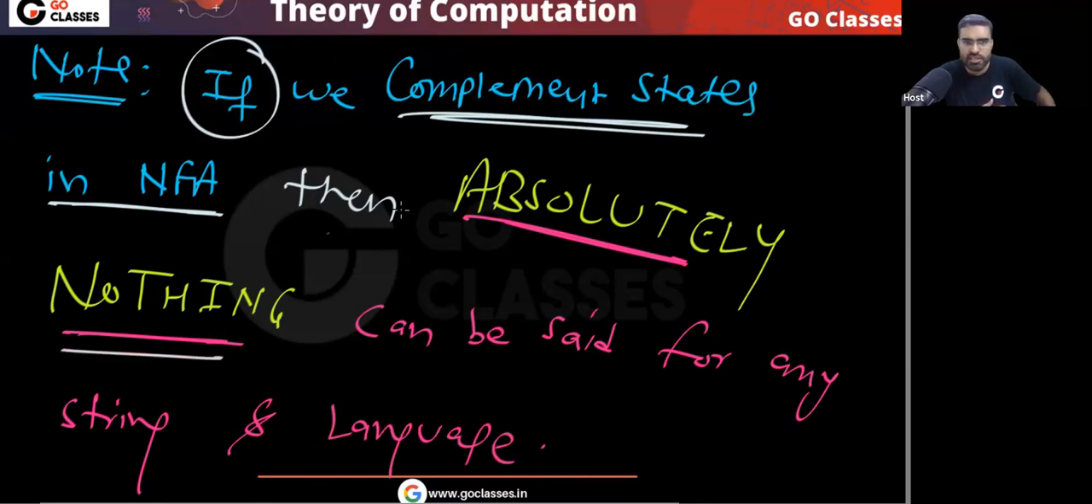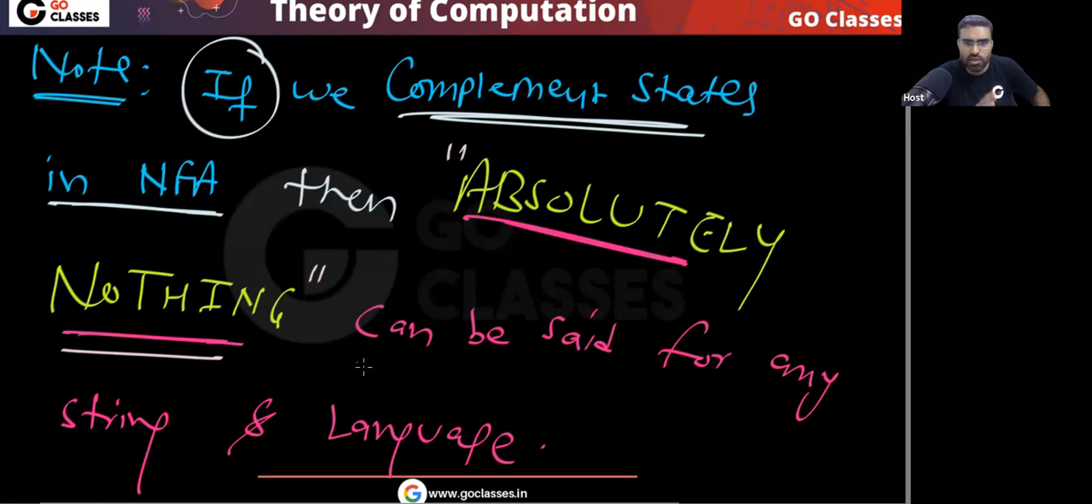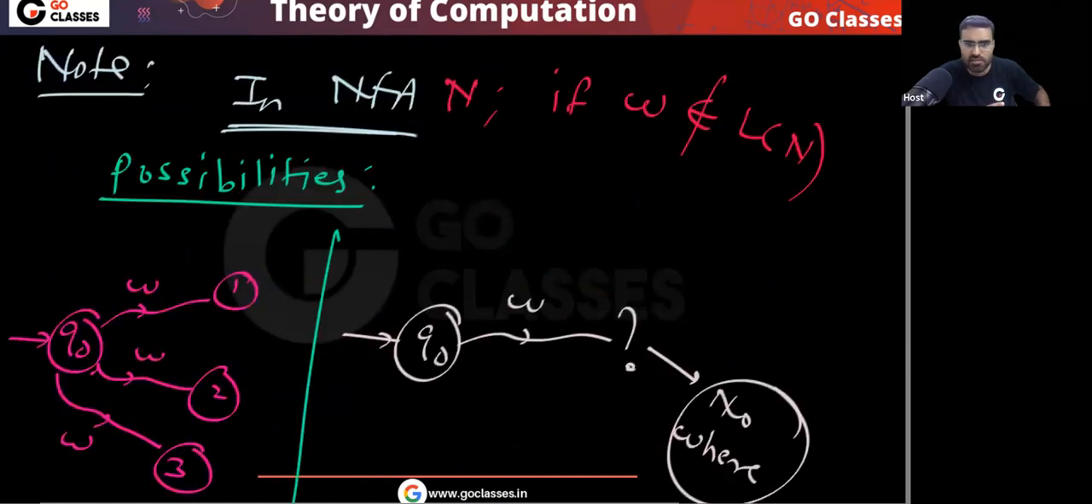Is this point clear? Please tell me. Absolutely nothing. There is nothing which you can say for certain. There is nothing you can say that will always be true. So please understand, because in the GATE exam, they can create this type of questions.